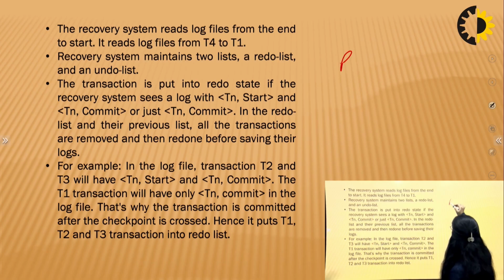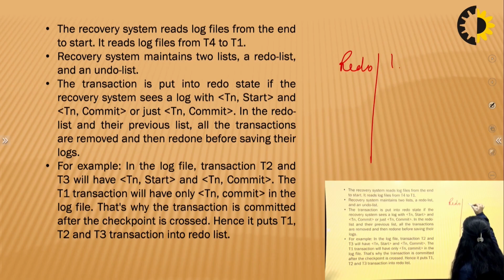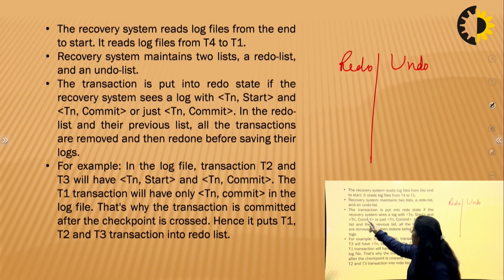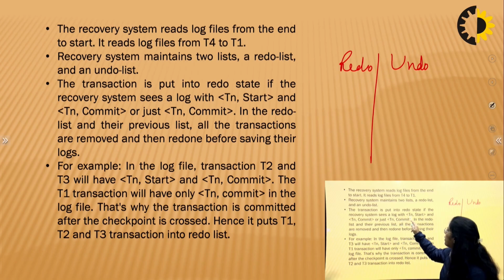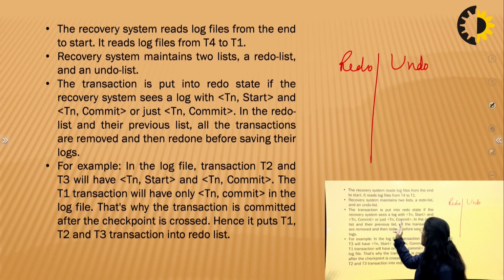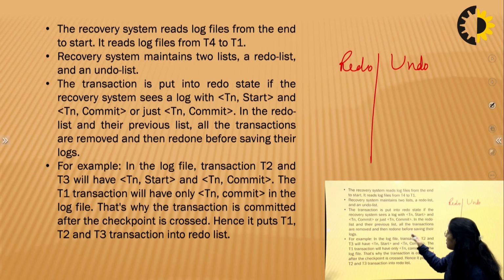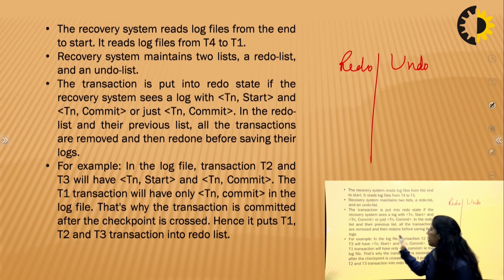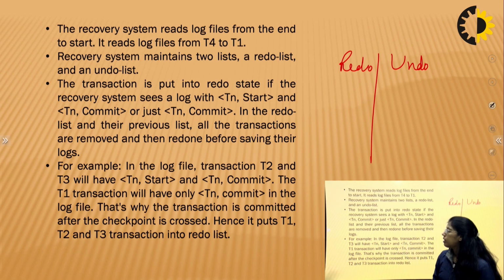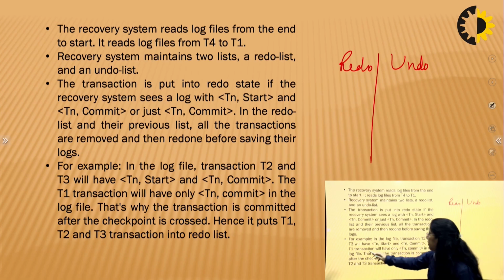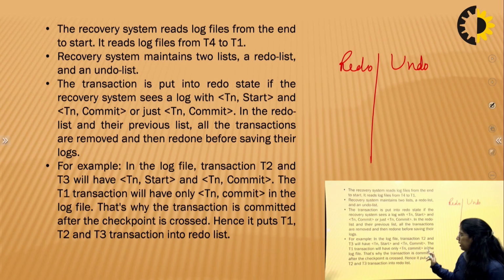So there will be a redo list and an undo list. If the system sees a log with start and commit, or just commit, those transactions go into the redo list, and all the transactions in their previous list are removed and then redone before saving the logs. In this particular example, transactions T2 and T3 will have start and commit, right? And T1's transaction will have only commit in the log file.